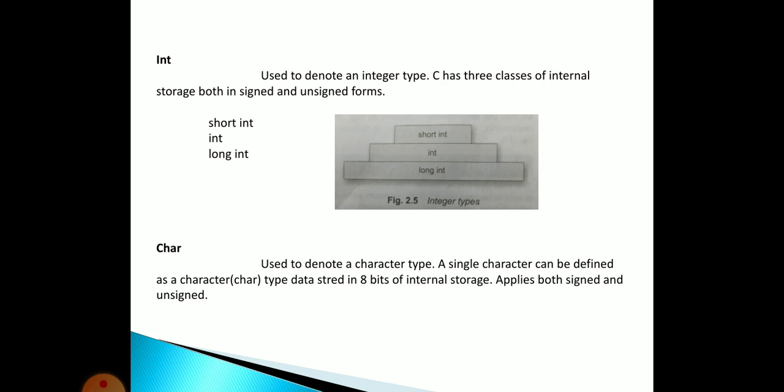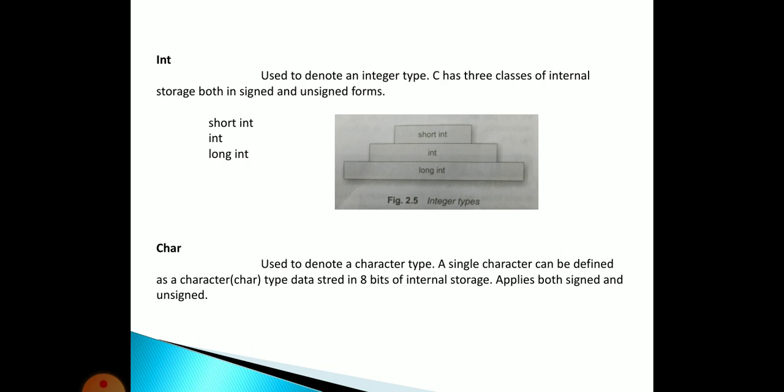A short int represents fairly small integer values, and it requires half the amount of storage compared with the regular int. So to represent a smaller integer or a longer integer, we can make use of these three classes of internal storage of integer values: short int, int and long int. We declare long and unsigned integers to increase the range of values that can be stored.